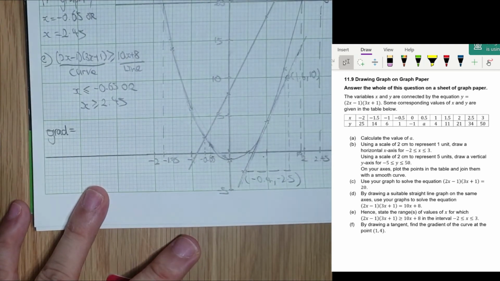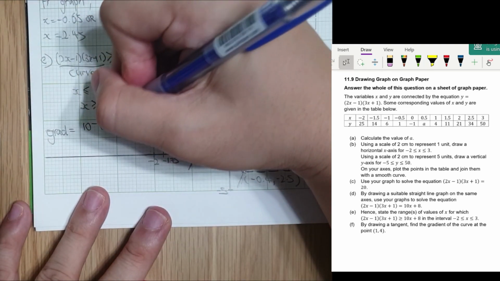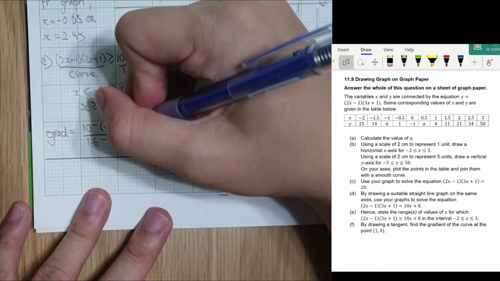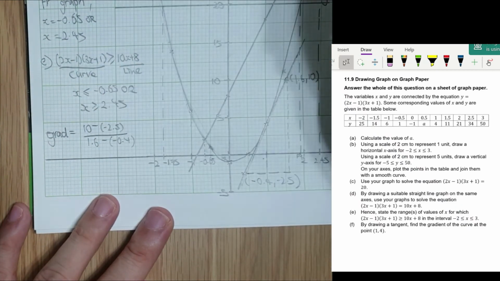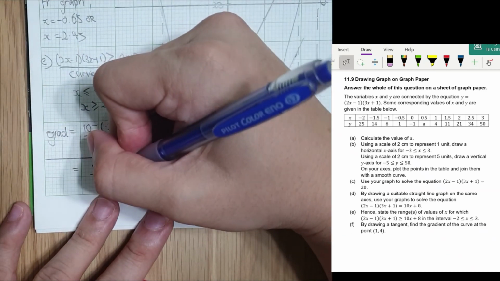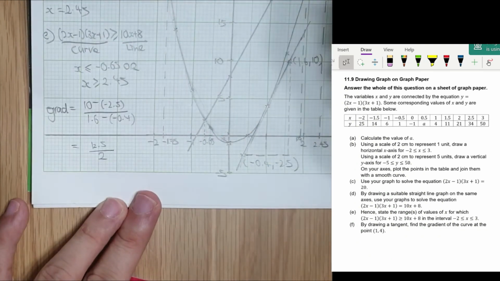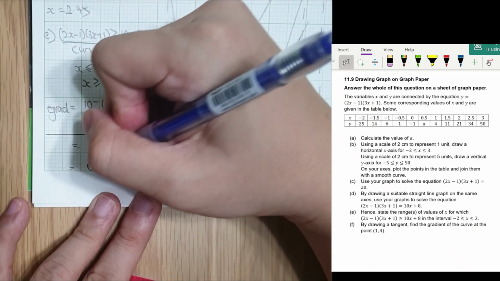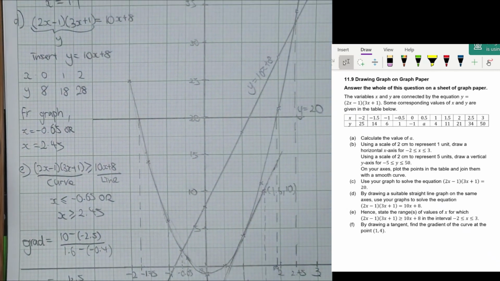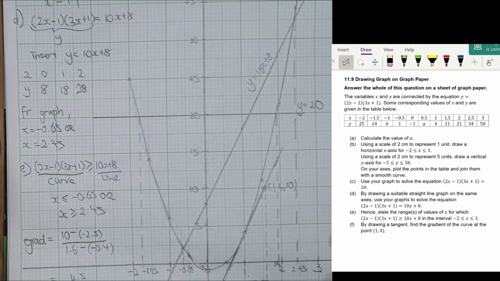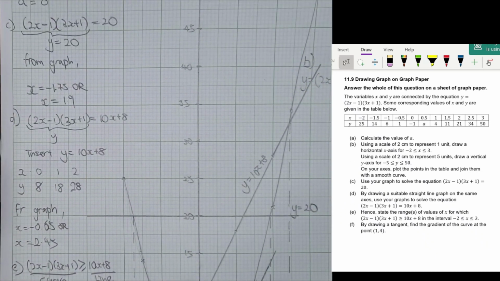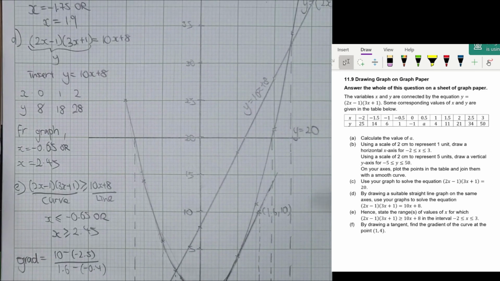Okay, so for your tangent, gradient of tangent, y2 minus y1 over x2 minus x1. Okay, and I will get 12.5 over 2. Very nice number. So this is equal to 6.25. There is a range whereby they can accept your values for this kind of question. Okay, so important is, number one, get the starting x and y scale correct as much as possible so that you don't have to redo everything.